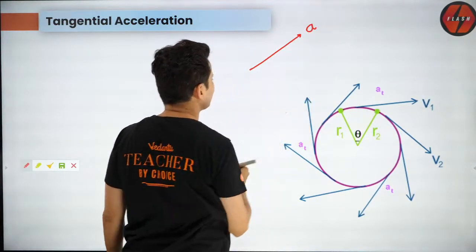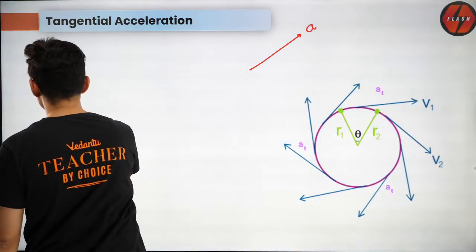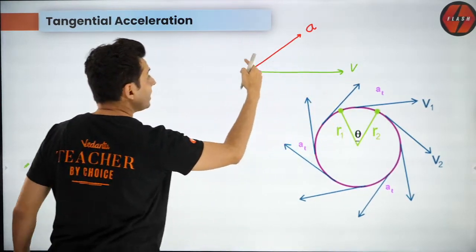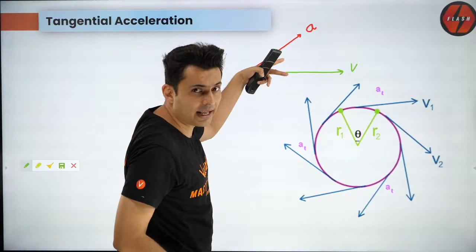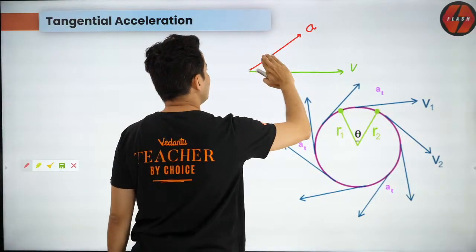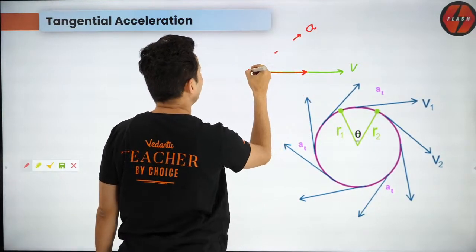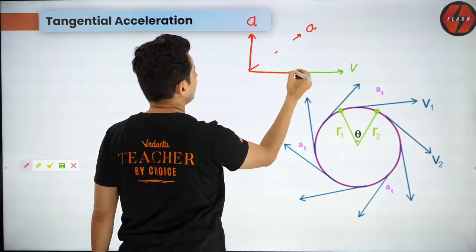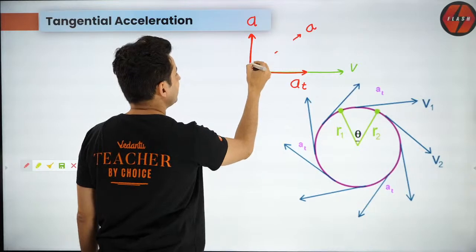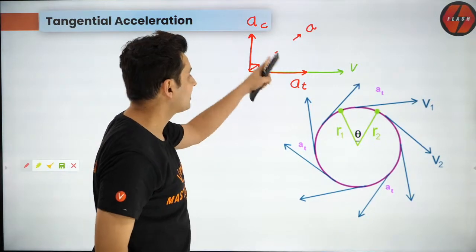If you have any kind of acceleration, and let's say this is your velocity, and acceleration and velocity are not in the same direction, they make some angle, then you can always split that acceleration into two parts: one along the velocity and one perpendicular to the velocity. The one along the velocity is called the tangential acceleration. The one perpendicular to the velocity is called centripetal acceleration. So that's how it works.